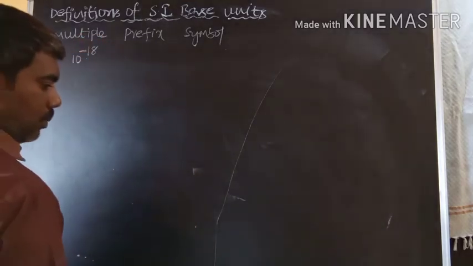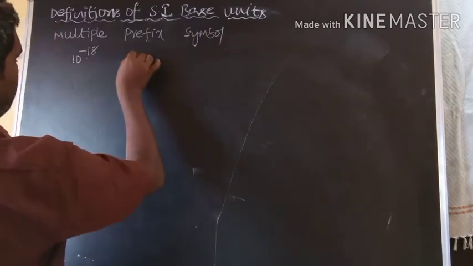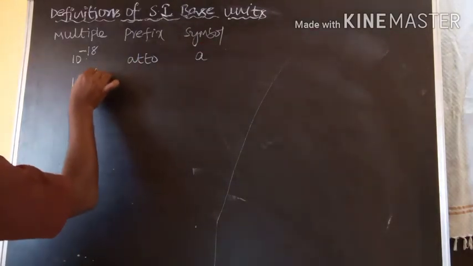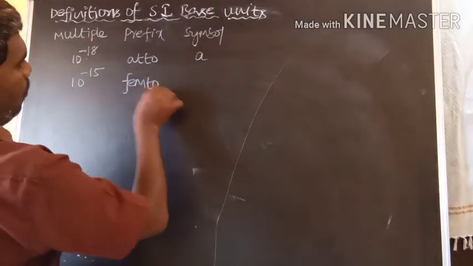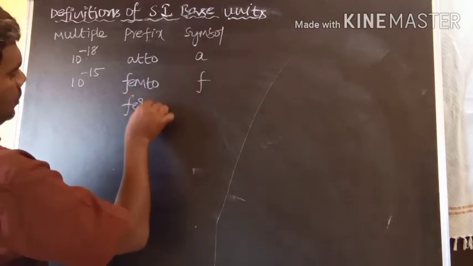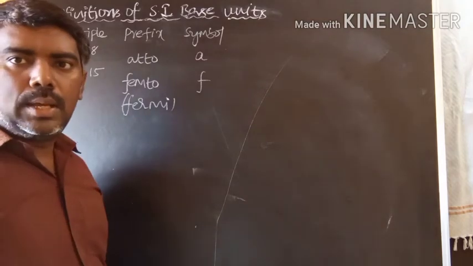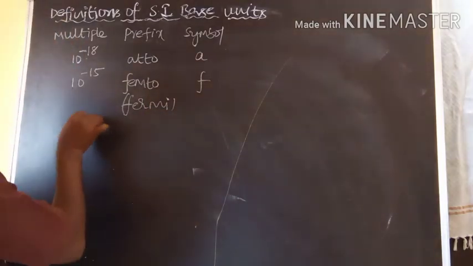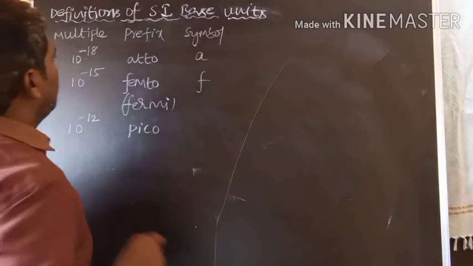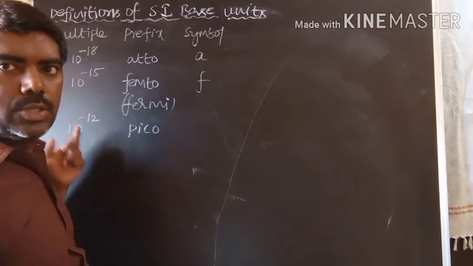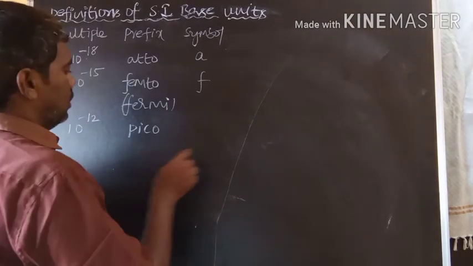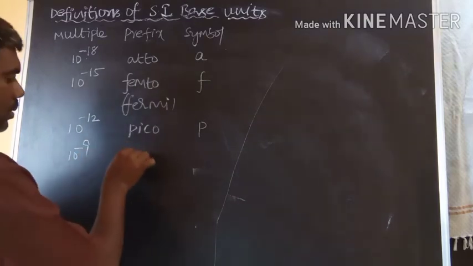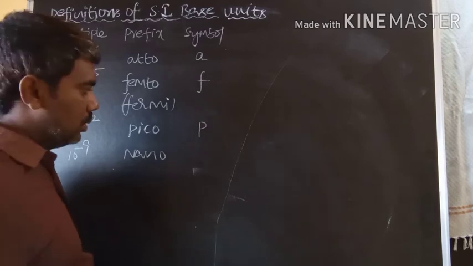We can take 10 power minus 18, and it is the prefix atto, and the symbol is A. 10 power minus 15 is femto, and F. Femto is also known as a Fermi. 10 power minus 12 is pico, and the symbol is P. Next 10 power minus 9, then the prefix is nano, then the symbol is N.